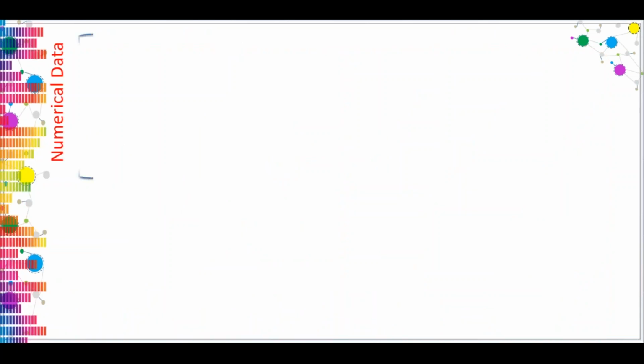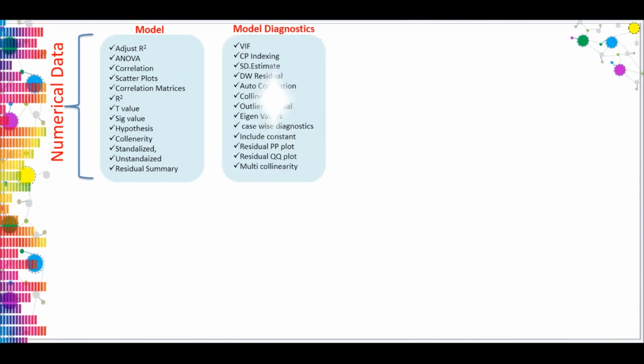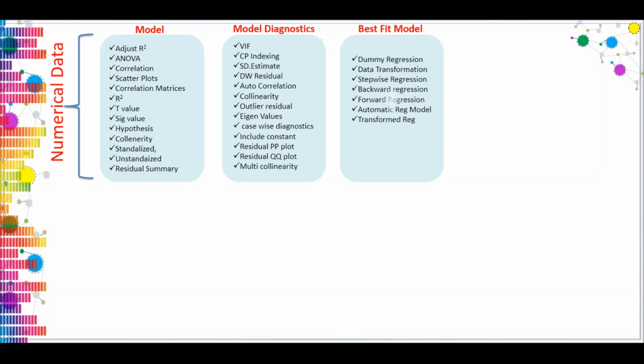There are two types of data: numerical data and categorical data, also called character data. For numerical data, while modeling you are going to learn many techniques: adjusted R-square, ANOVA, correlation, scatter plot. In modeling diagnostics, you are going to learn other techniques. Similarly, best fit model and model validation. These are all techniques we are going to learn.